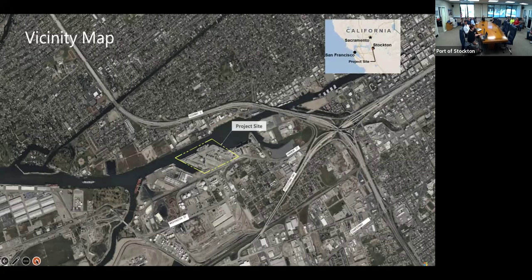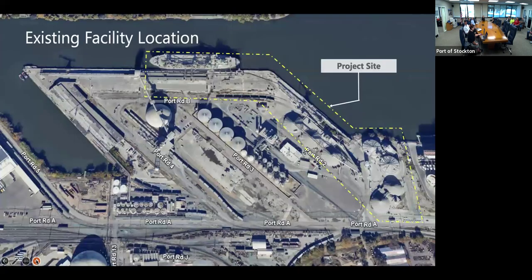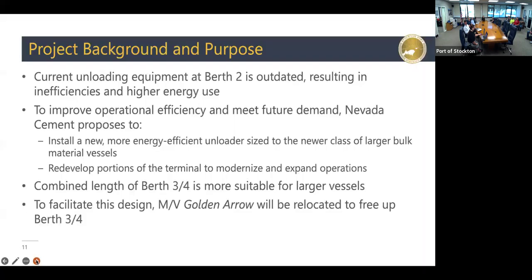This is a vicinity map showing the project site at the port. You can see it's on the east complex. It is located in the yellow boundary. And this is a close-up view of the existing facility location, bordered with a yellow line. The site is generally bound by the San Joaquin River, Harbor Street, and Port Road A, Port Road 1, and Port Road 2. The surrounding area is characterized by industrial uses, including the presence of storage tanks, maritime terminals, cementitious materials storage structures, grain silos, railroad facilities, large storage buildings, and stockpiles of various commodities.